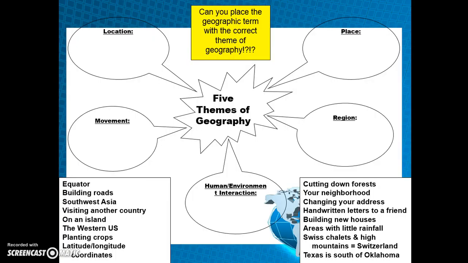If you missed the lecture, this is the assignment that you needed to do on the left-hand side of your notebook. You need to go ahead and make this web in your notebook, and then you need to categorize these examples into one of these 5 themes.